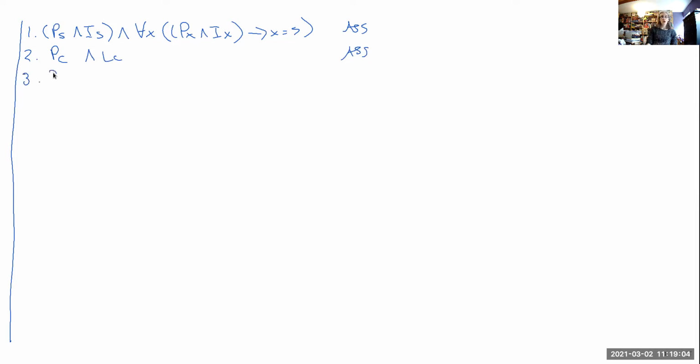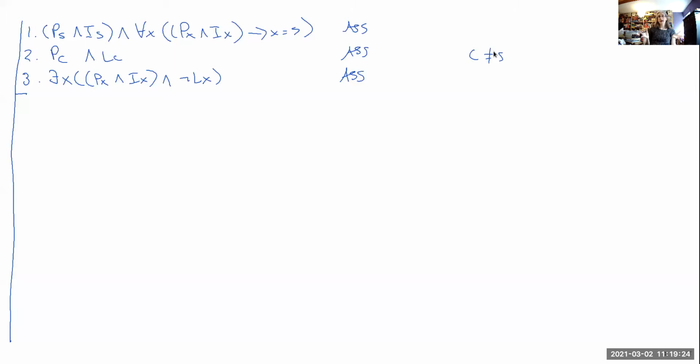So the first proof that I've got has three assumptions. The first one is that S is P and it is I, and everything that is both P and I is identical to S. So S is the only thing that is both P and I. And then I've got that C is P and it is L. And then third assumption, there is something that is both P and I and not L. These are my three premises, and from this, I'm going to prove that S doesn't equal C.